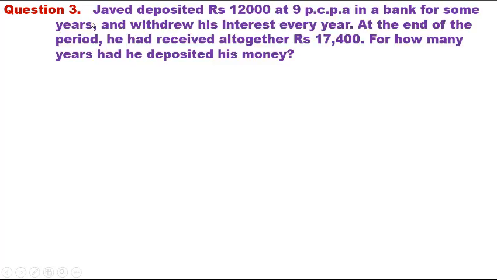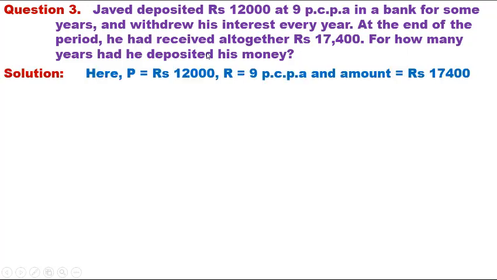Question 3rd. Javed deposits rupees 12,000 at 9% per annum in a bank for some years and withdraws his interest every year. At the end of the period, he had received altogether rupees 17,400. For how many years had he deposited his money? Here P is equal to 12,000, R is equal to 9% per annum, and the amount is equal to 17,400. Amount is equal to principal plus interest.